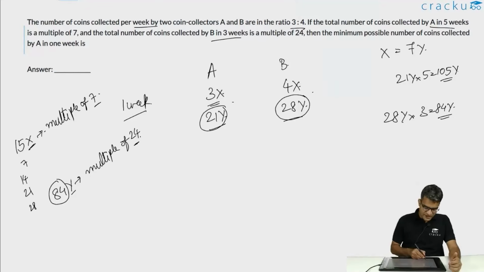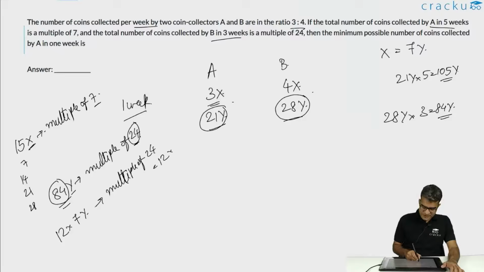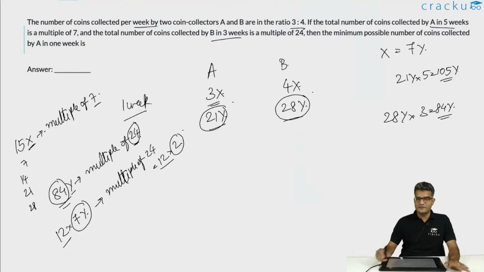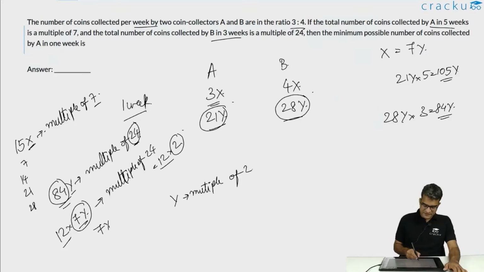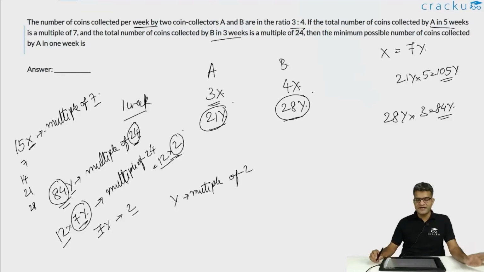Why can't we say that? Because now 84 and 24 have some common factors. So for example, 84y we'll write as 12 into 7y. So 12 into 7y is a multiple of 24, which is 12 into 2. This 12 and this 12 are common. But if you now eliminate it, we want 7y to be a multiple of 2. Now for 7y to be a multiple of 2, y has to be a multiple of 2, because there is no common factor between 7 and 2. So now we can imply that y has to be a multiple of 2.